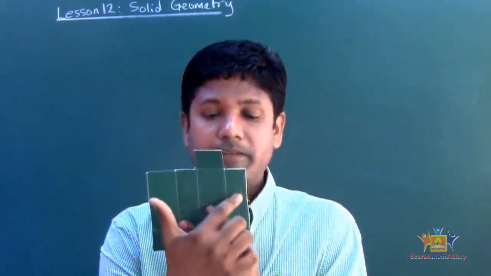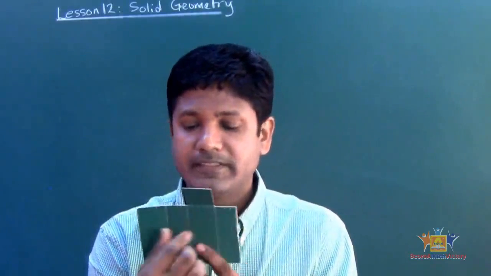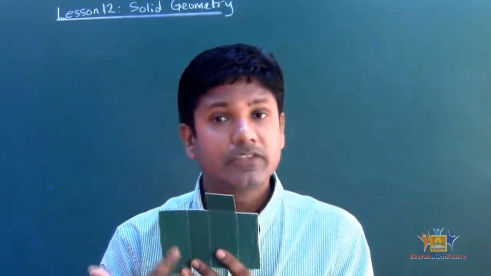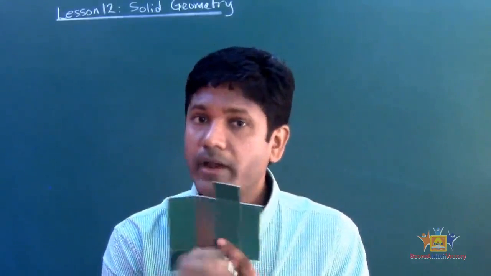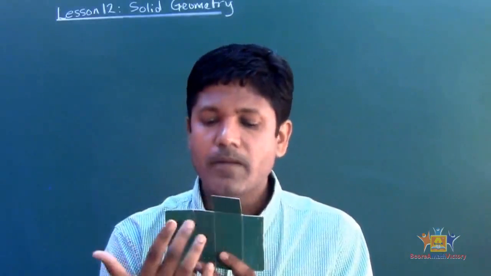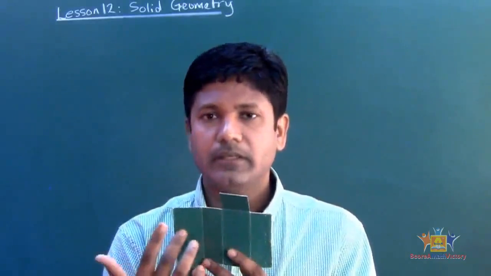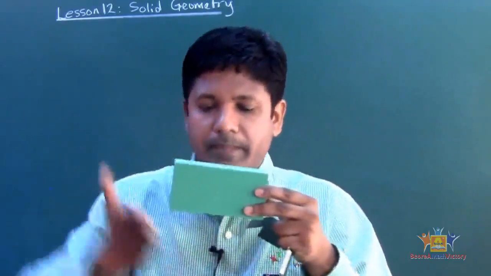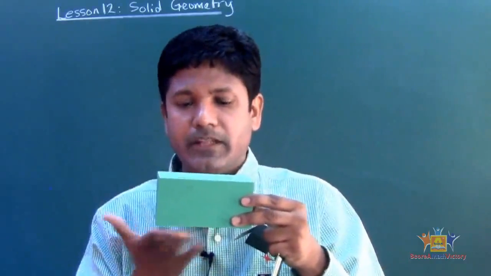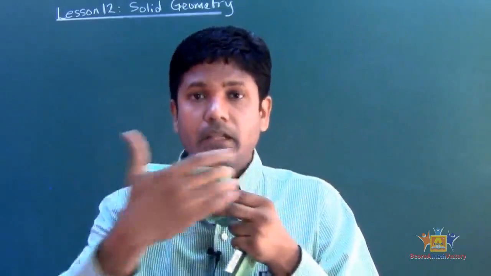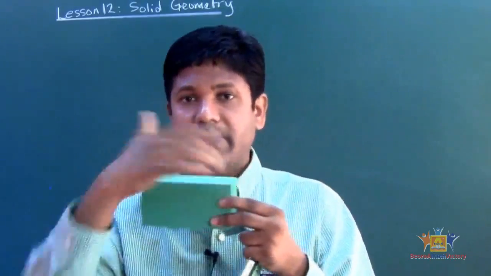So if it's a rectangle, what's going to happen? That means the opposite sides are going to be identical. So this and this are identical, and this and this are identical. They all are rectangles, it's just that they're not all identical to each other. Only the opposite rectangles are identical. If this is the top and this is the bottom, they are opposite to each other. This is the front side and this is the back side. They both are identical. The opposite sides are identical.